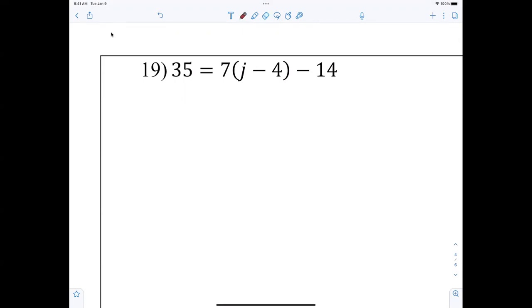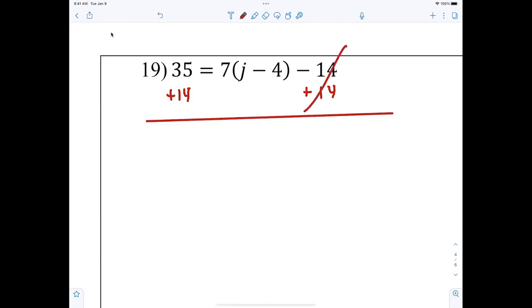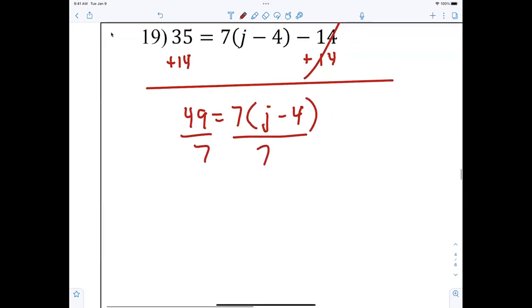I'm going to write this step up here, even though it's not necessary for those of you who understand. I'm adding 14. Good job. So when I add 14, you understand now this cancels, right? So what is that? 49 equals 7j. Now what do I do? You can distribute, but you can also divide by 7. Yes, divide by 7. That's the quick way to do this.